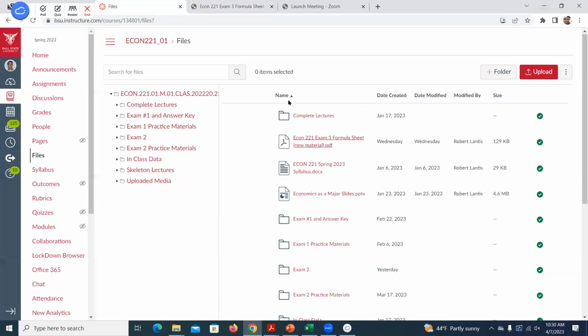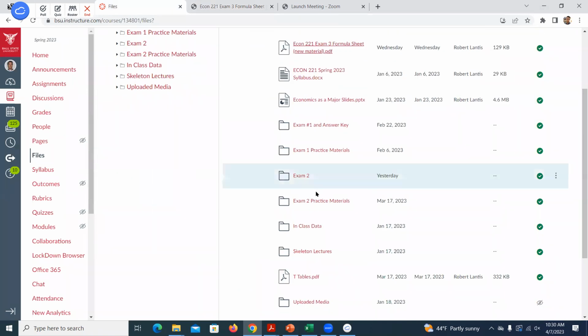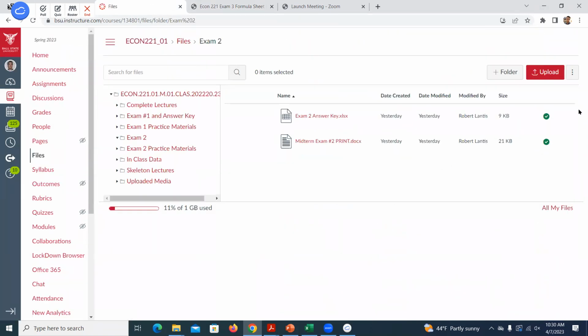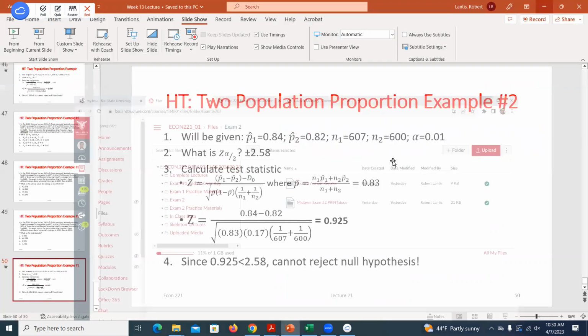As long as we're on Canvas, I also wanted to point out that I put up the second exam and its answer key on Canvas if you want to go back through those.